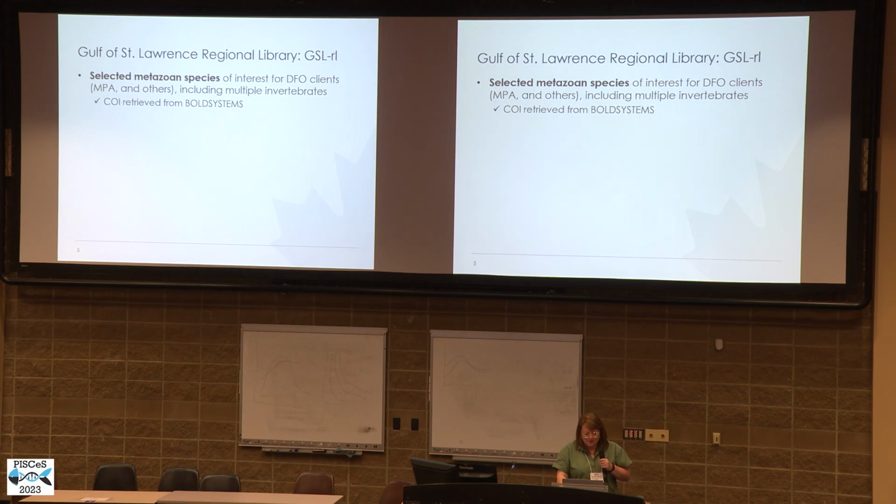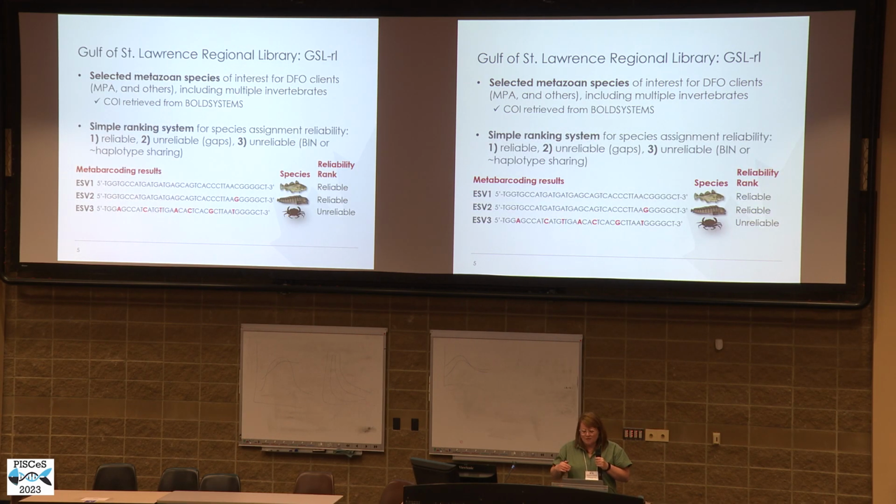So it's really valuable. Then we added a step to that reference library, where for each species we used a simple ranking system, either saying it is reliable, or unreliable due to gaps because of one species not having reference sequences, or unreliable because of haplotype sharing, or we use the BOLD information, the barcode index number sharing.